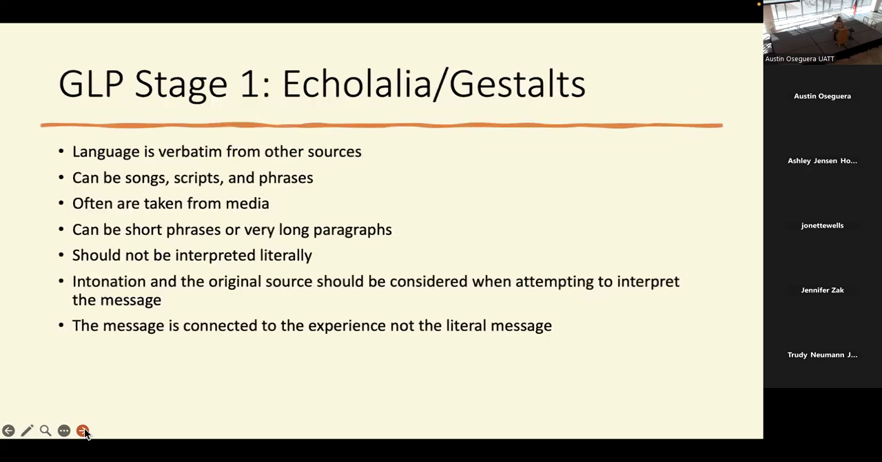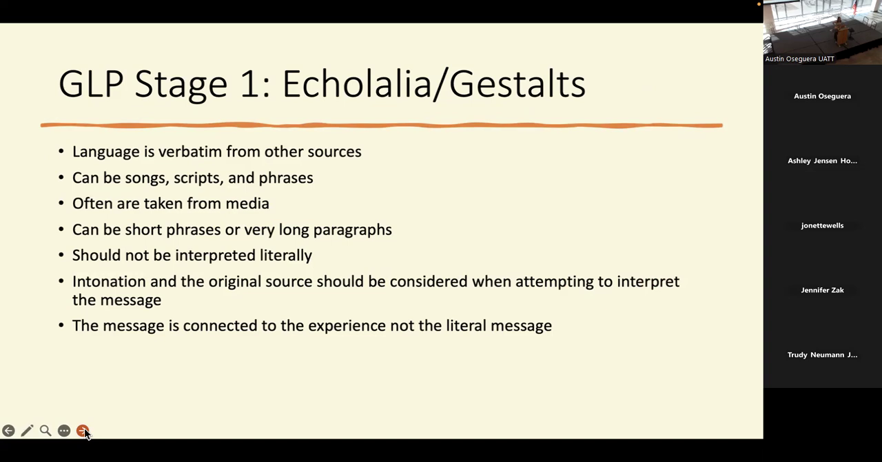Okay, so Gestalt language, GLP. We're talking about GLPs all the time, and now I'm talking about it in a completely different context. It's not the kind of GLP that you're thinking of, but I'm going to use it because it is a little bit better shorthand.